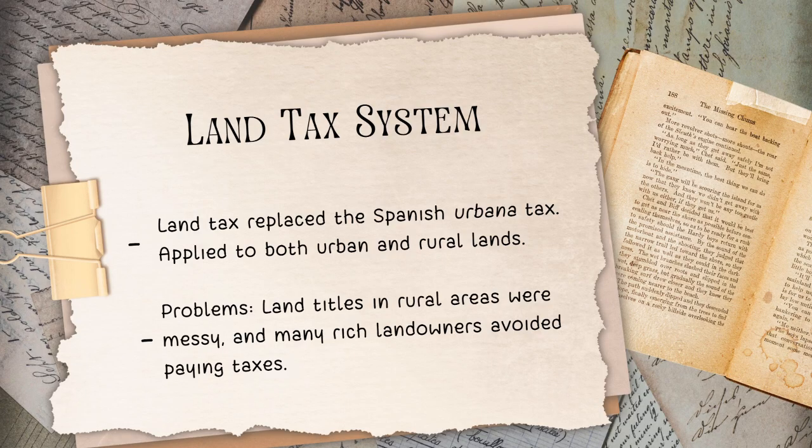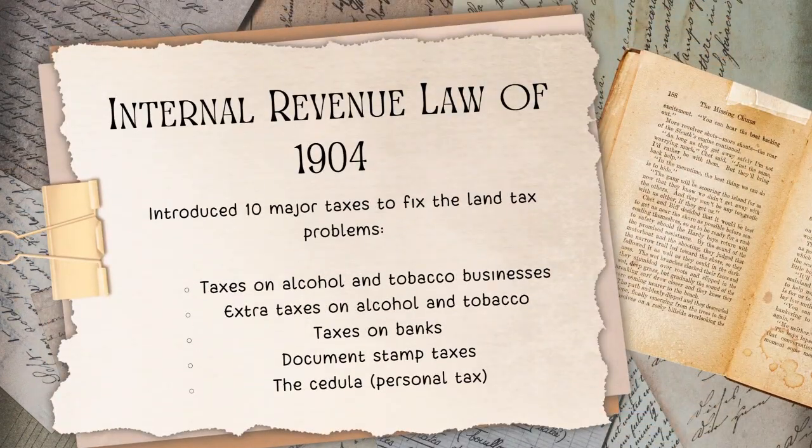lands. Now, in response to these challenges, the Internal Revenue Law of 1904 was passed, establishing 10 primary sources of revenue. First primary source of revenue is the taxes on alcohol and tobacco businesses. These are taxes imposed on companies that produced, imported, or sold alcoholic drinks and tobacco products. These industries were heavily regulated because they were significant sources of revenue due to high consumption rate.